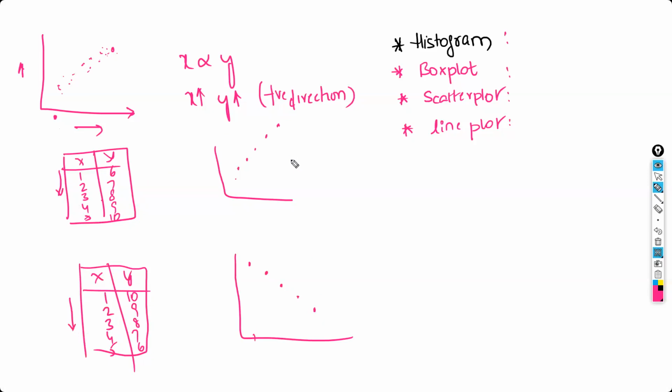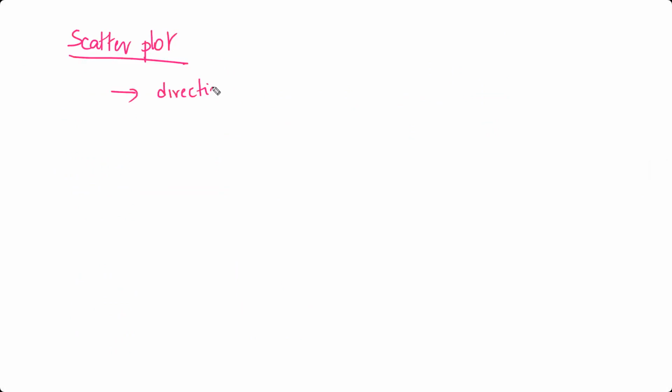So from the scatter plot, we can clearly say whether they are directly proportional or inversely proportional, meaning whether the direction is positive or negative. Upwards is called positive direction, downwards is called negative direction: as x increases, y increases, or x increases, y decreases. So from the scatter plot, you get the direction, whether they are directly proportional or inversely proportional to each other.